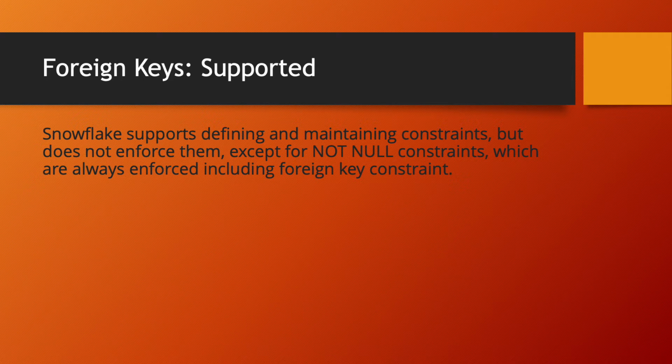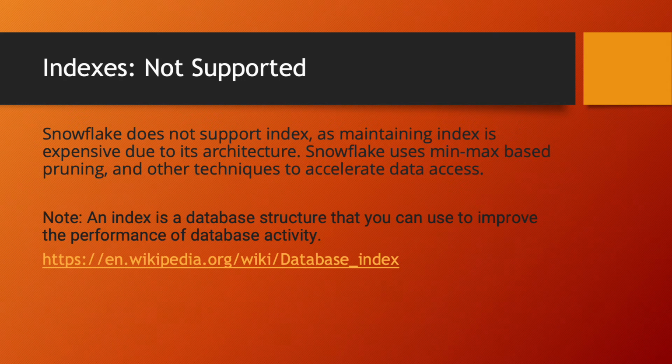Snowflake supports defining and maintaining constraints, but does not enforce them except for not null constraints, which are always enforced, including foreign key constraint. Snowflake does not support index, as maintaining index is expensive due to its architecture. Snowflake uses min-max based pruning and other techniques to accelerate data access. Note, an index is a database structure that you can use to improve the performance of database activity. If you want to read more, refer to the Wikipedia link listed below.